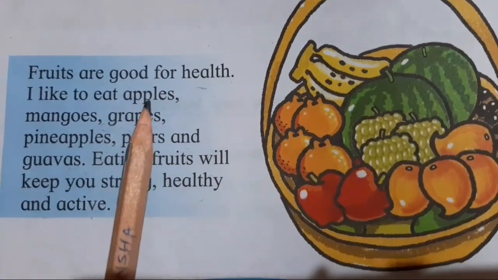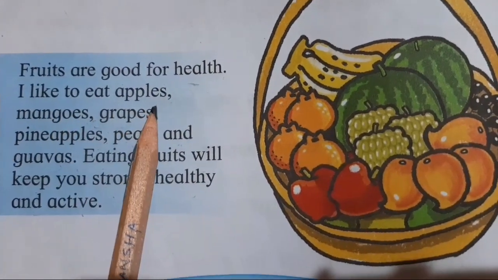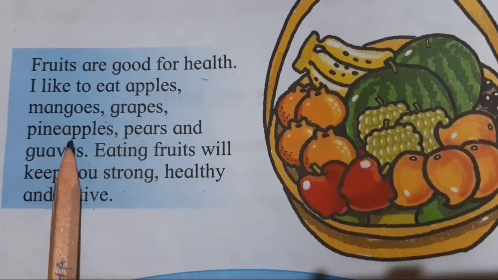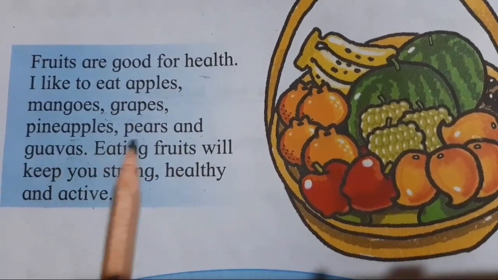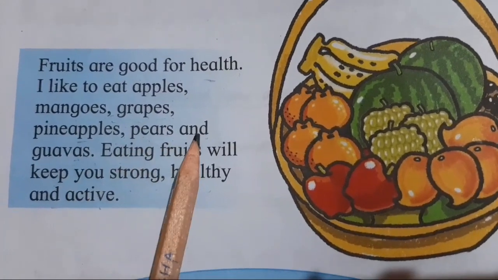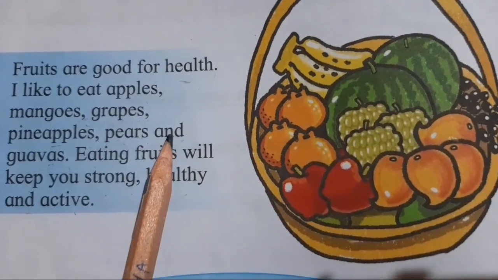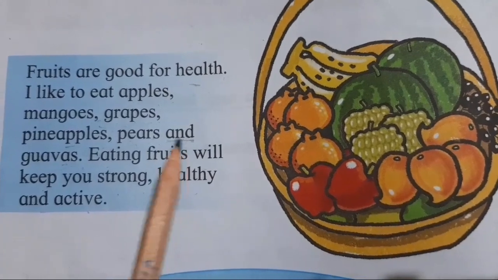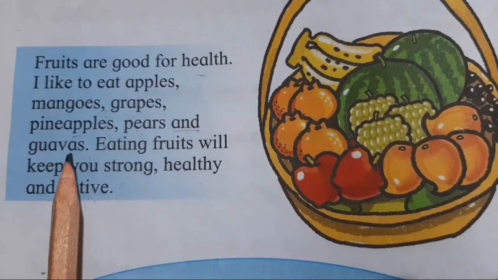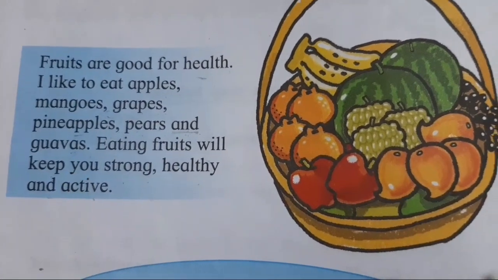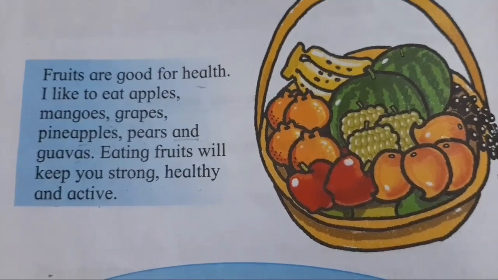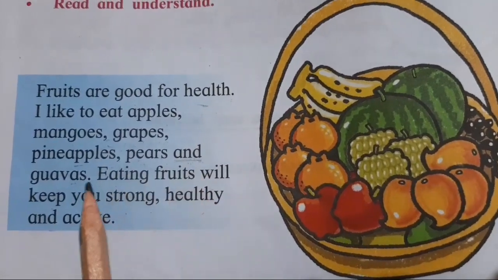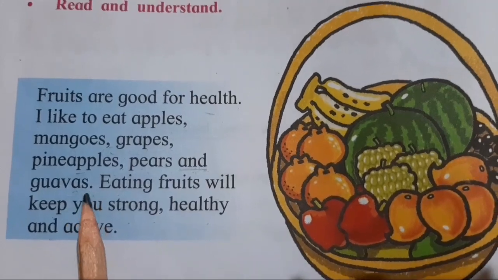Like here, see, I like to eat apples, mangoes, grapes, pineapples, pears and guavas. See, between pears and guavas a comma is not given. Why is it not given? Because they have written here "and". When there is "and", when we completely end a list, before that we add "and" and then write the name of the last item, right?